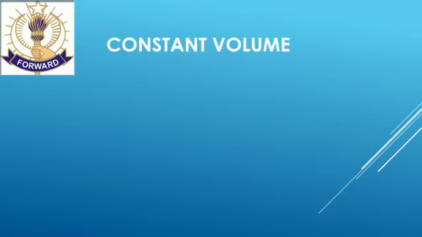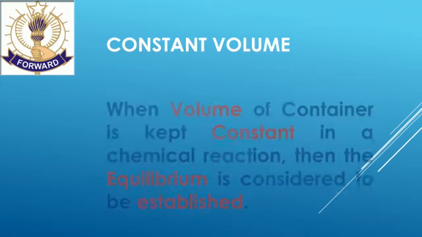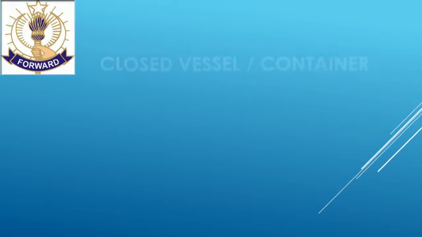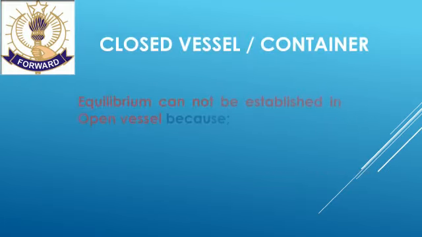We have the next factor, constant volume. The volume of a container in which a chemical reaction is performed should be kept constant, and then the equilibrium is established. The next factor we have is closed vessel.